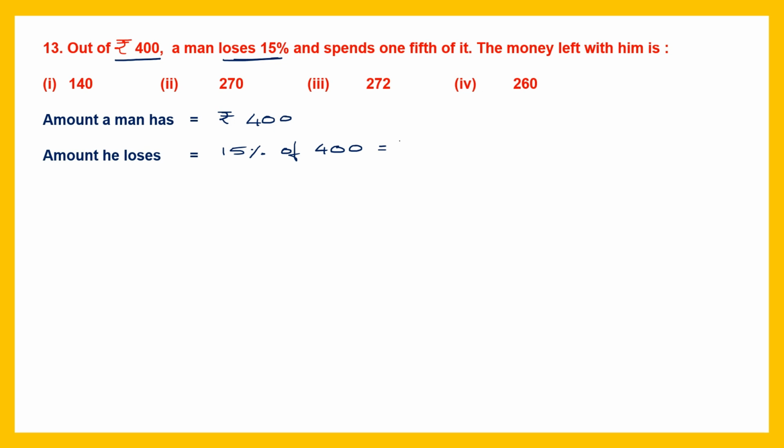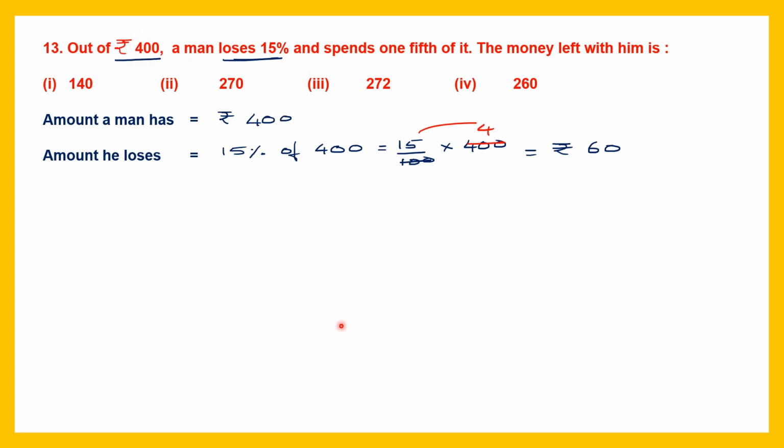So that is 15 by 100 into 400. So here we can cancel 100 and 400. We can cancel 100 into 4 and then we multiply these two. 15 into 4 is 60. So he has lost 60 rupees. Now let's read the remaining. And he spends 1/5 of it. That means out of this money.